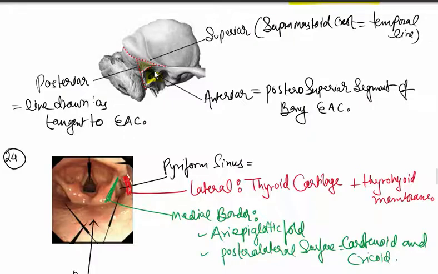So here is external auditory canal, and इसके ऊपर से ये देख रहे हैं ये temporal bone है. So supramastoid crest of a temporal line. So superior border is supramastoid crest, that is temporal line. Okay, anterior, here is the anterior. So anterior is the posterior superior segment of bony external auditory canal, and posterior border is a line drawn as tangent to EAC.